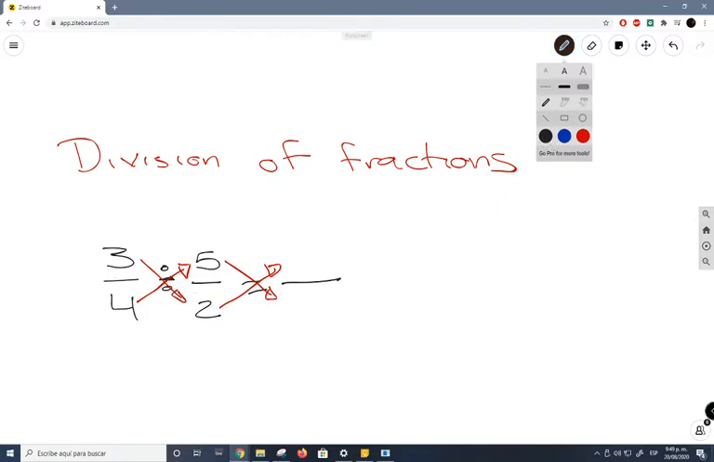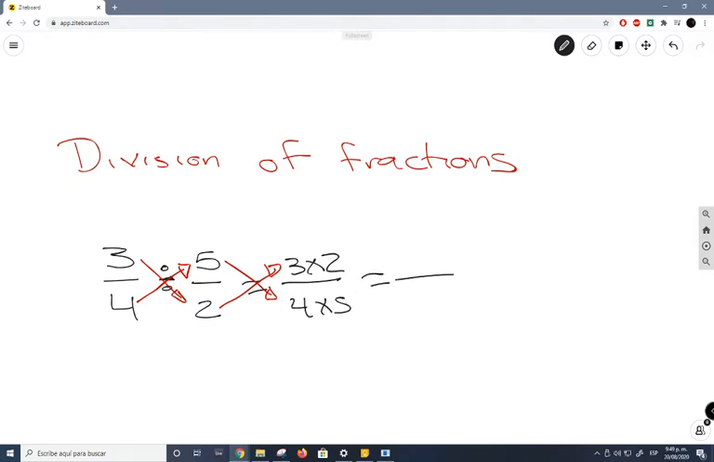3 times 2, 4 times 5. The result is 6 and 20. Can we simplify? Yes, we can simplify dividing by 2 both numbers, and we get 3/10. After this, we cannot simplify anymore.